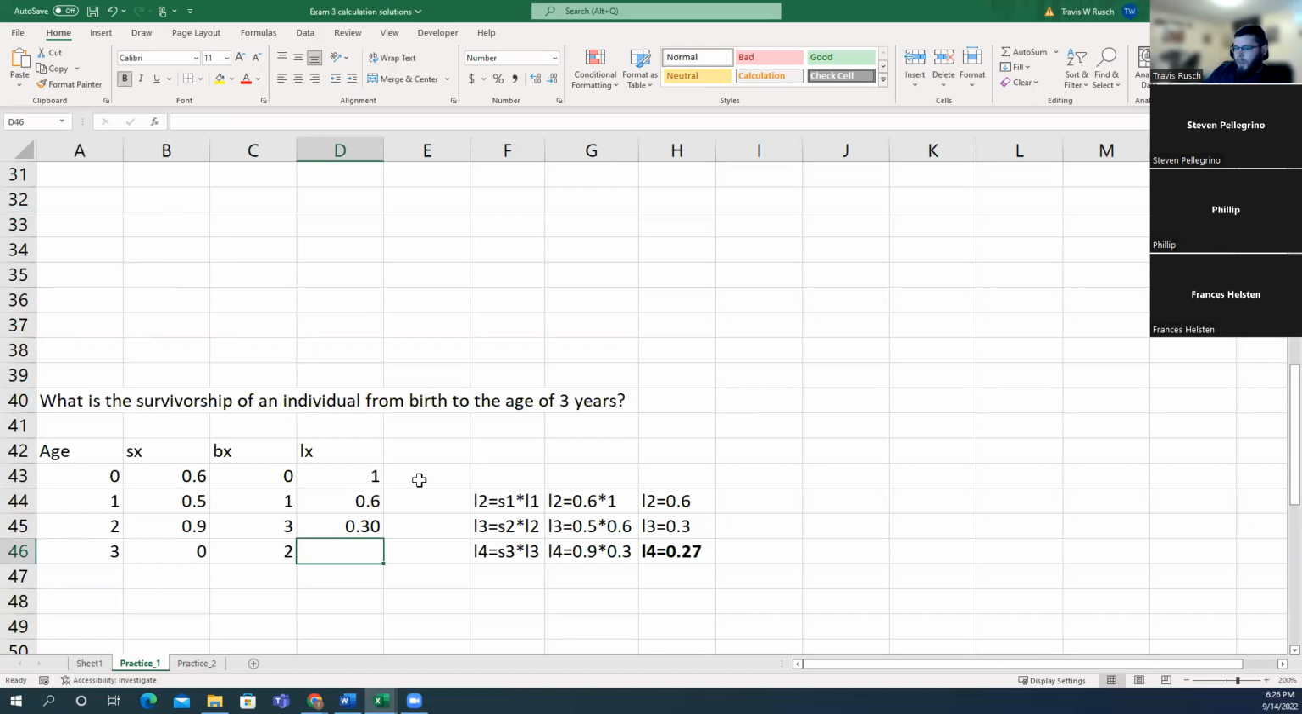And then we do the same thing here, where L4 is S3 times L3, sorry. So we take the 0.9 and multiply that by the previous value. And then the answer is we're in year 3. So we have to pay attention to the numbers. So for year 3, the survivorship would be 0.27. Does that make sense how we got to that answer?